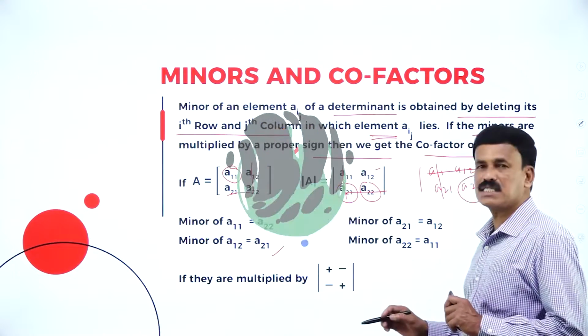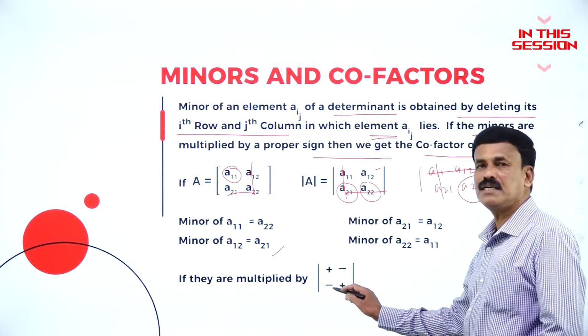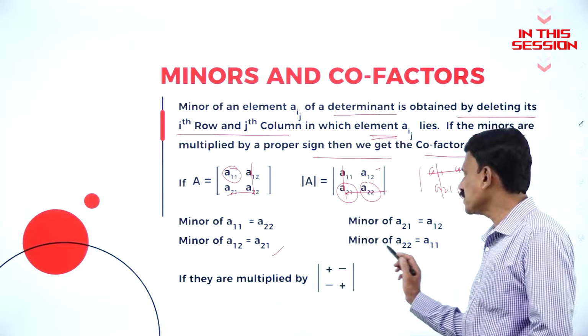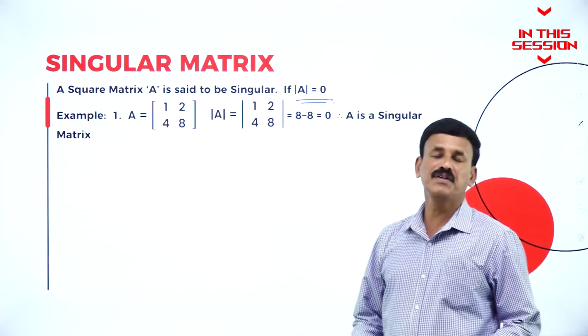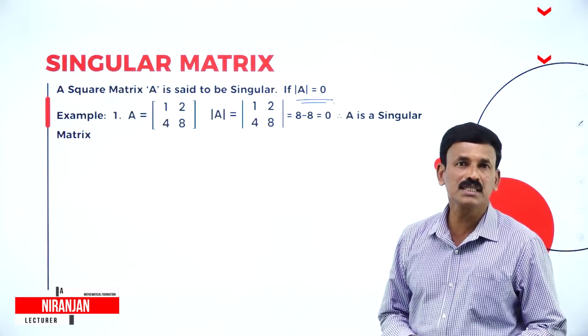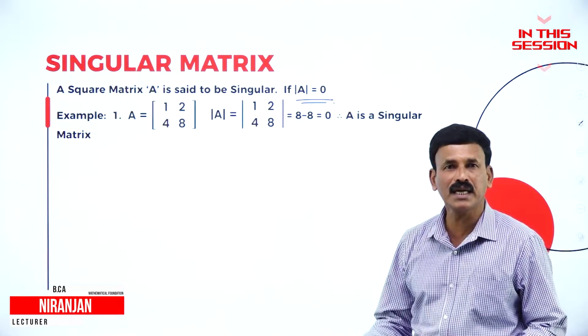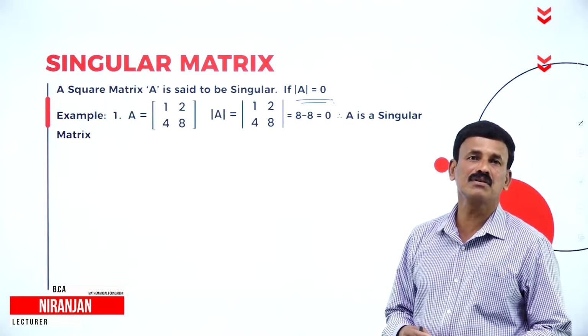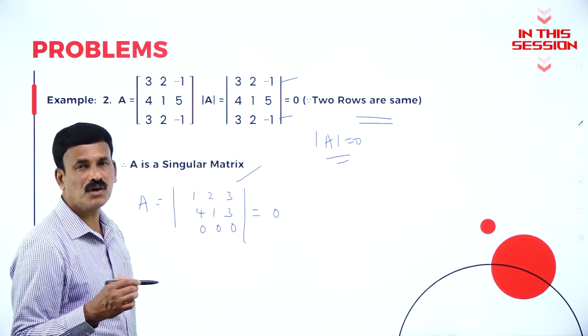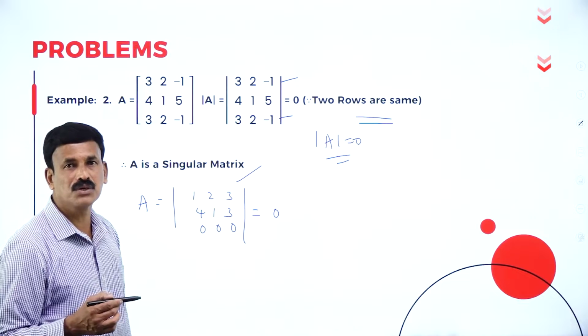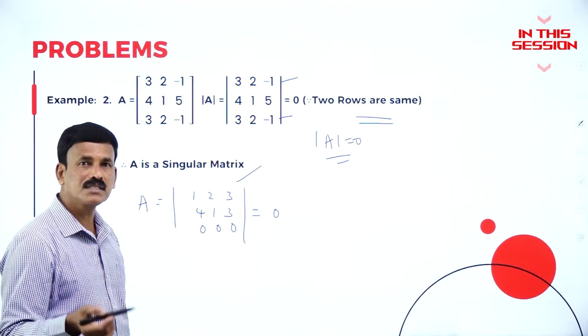If these minors are multiplied by a proper sign, plus, minus, minus, plus, alternately positive and negative, then we are going to get the cofactors. If determinant of A is equal to 0, then it is called a singular matrix. On the other hand, if determinant of A is not equal to 0, then it is called a non-singular matrix. According to a property, if all the elements in a row or column are zeros, then the value of the determinant is also 0.